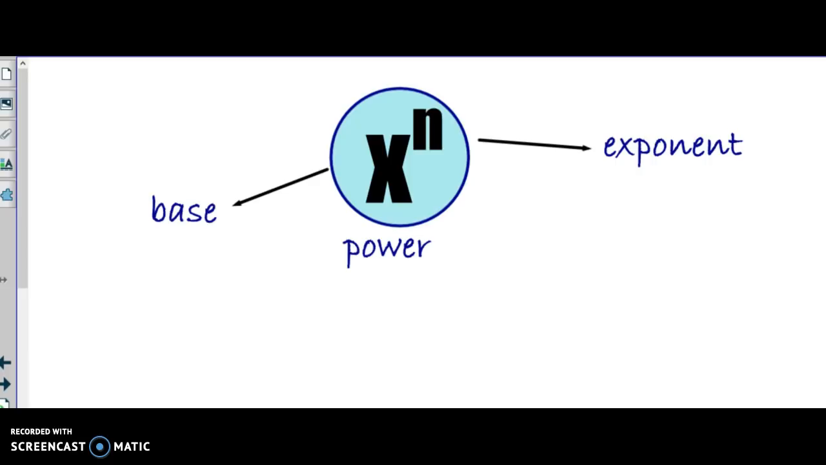Some terminology before we get started: if I have x to the n, then x is the base, n is the exponent, and the entire thing is the power. These are words you should be familiar with, but it's just a good review.